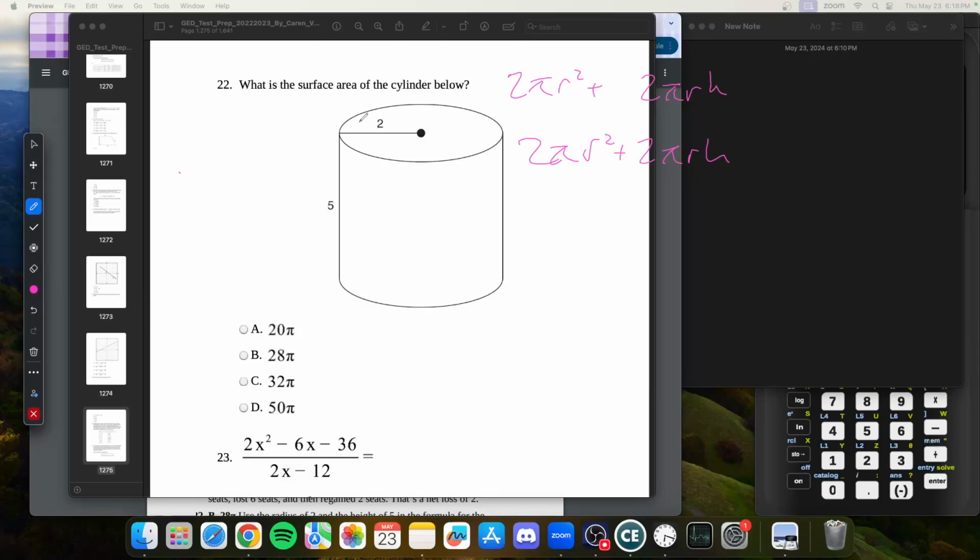So this one's r, this one's h. So the equation becomes 2 pi 2 squared plus 2 pi 2 times 5. 2 times 2 times 2 is 8. 2 times 2 times 5 is 20. 8 pi plus 20 pi is 28 pi, for B.